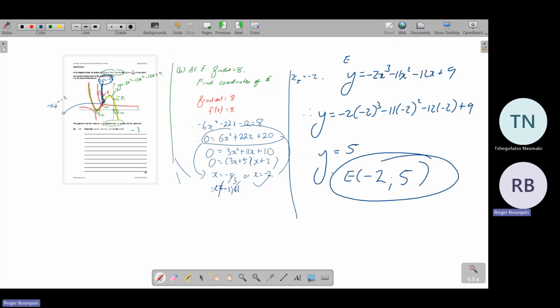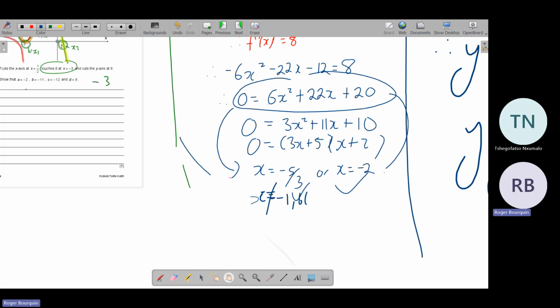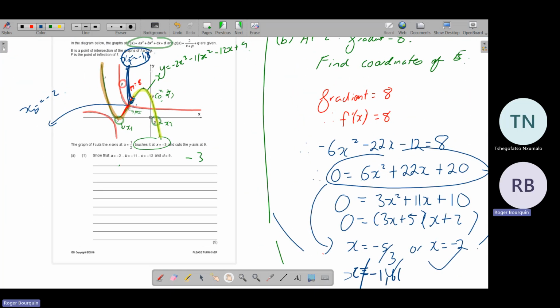Right. Try C. E is on the graph, so go fill it in now. Once you answer the question, fill it in on the graph. So E is minus 2, 5. But E also lies on your hyperbola, right?